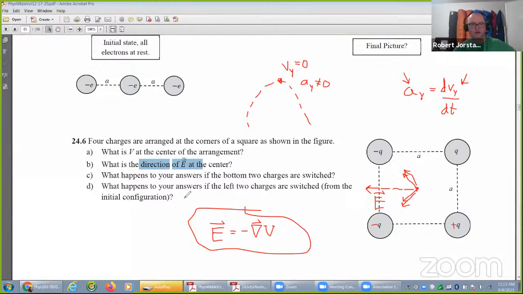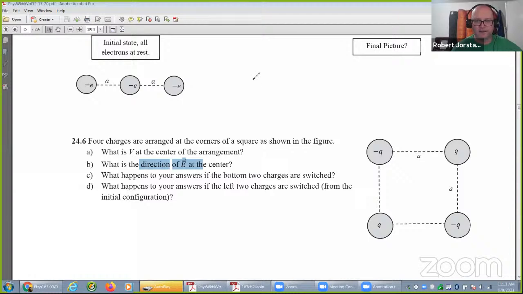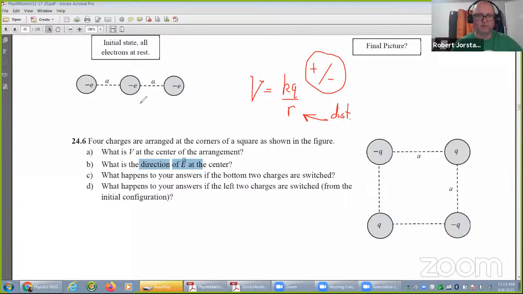All right, I think that's pretty good as a warm-up. So remember, what did we get out of all this? V is kQ over r. It's not the same thing as the electric field. And remember that this thing down here is a distance. V could be positive or negative. We don't know, it depends on the sign of the charge. So that's our warm-up problem.